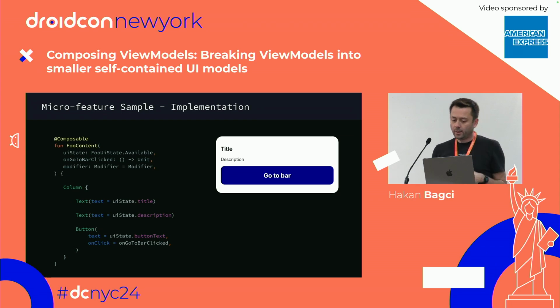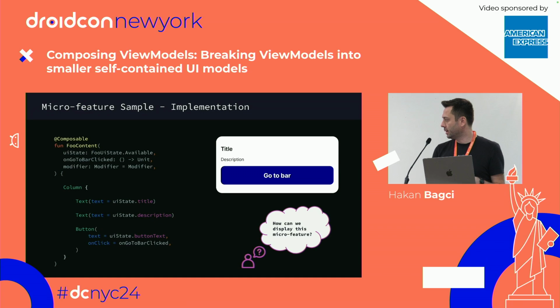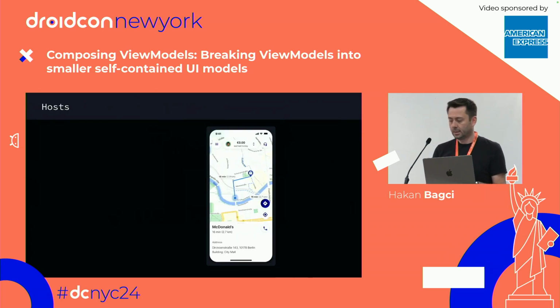So now we have our UI model, composable, and provider APIs ready for our Foo micro feature. But how can we actually display this micro feature? Everything is ready, but we need something to show, to display this micro feature. So this is the next question we are going to answer. How can we display this micro feature?